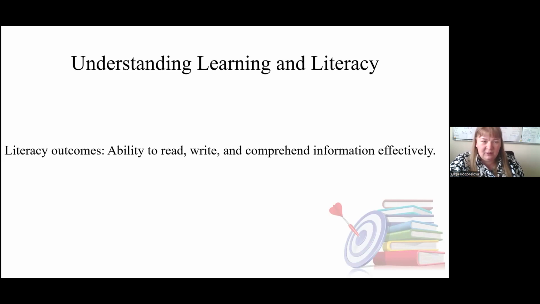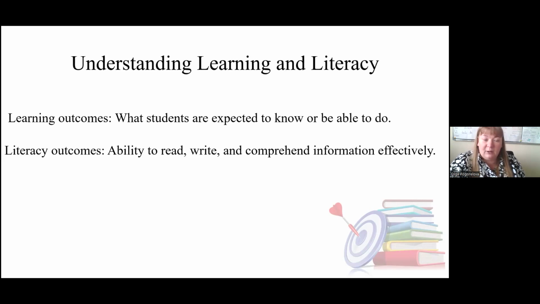So when we talk about literacy, literacy outcomes consider the ability to read, write, and comprehend information effectively, which means that our learners should be able to perceive the information successfully, to process it, and to share that or to disseminate the information with other professionals and with other community members. And learning outcomes are what the students are expected to know and be able to do. So these two terms, learning outcomes and literacy outcomes, are closely knitted together.